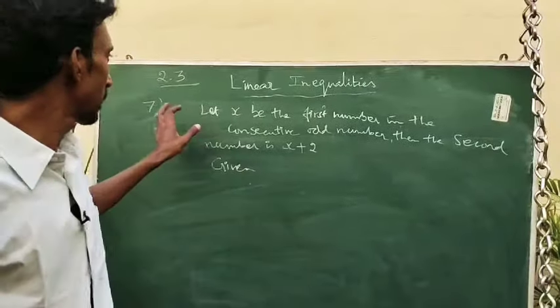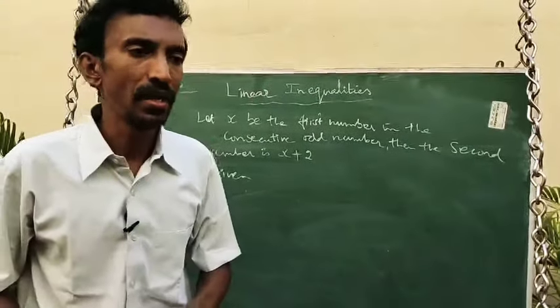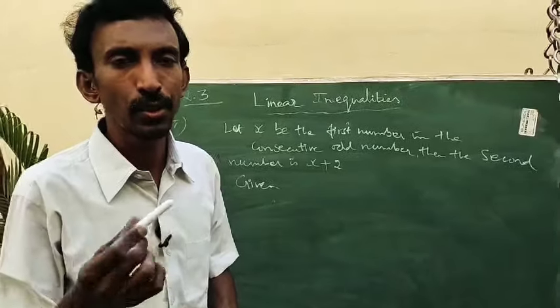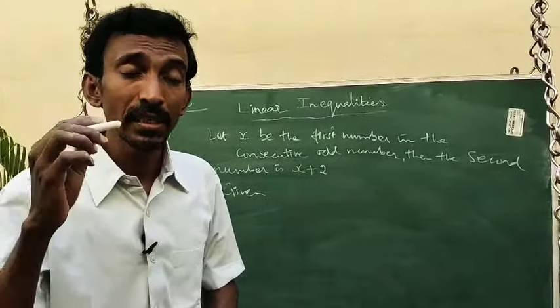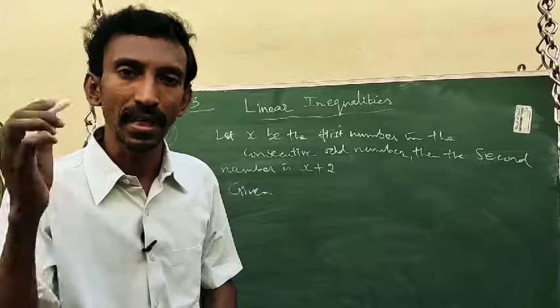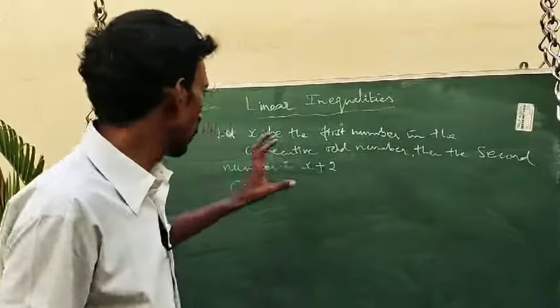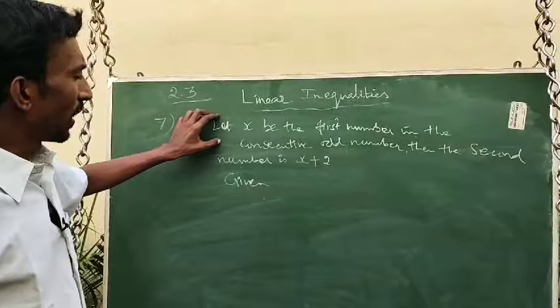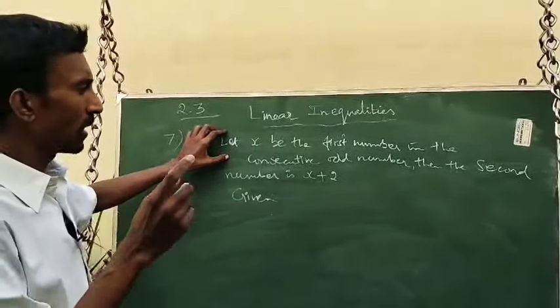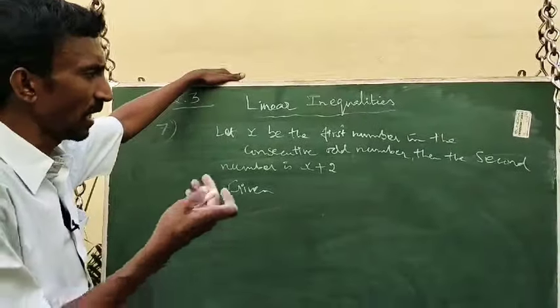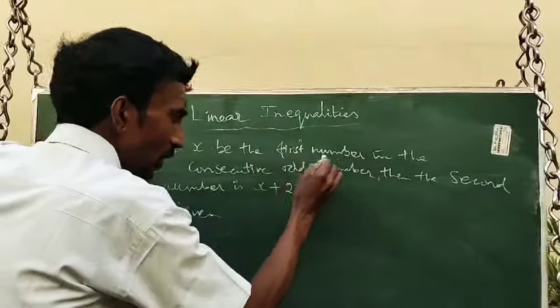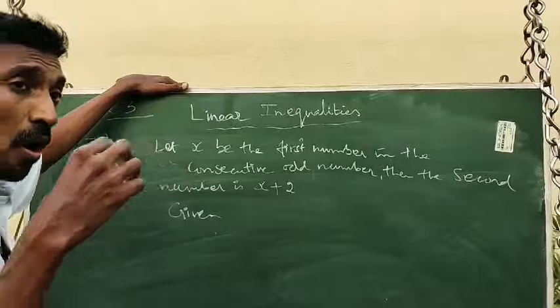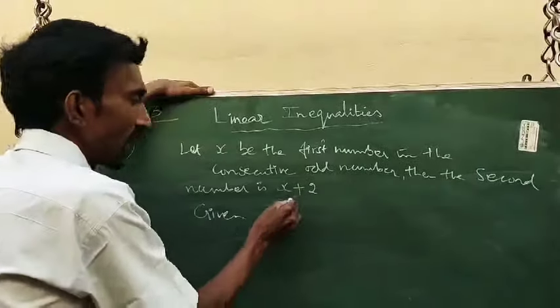Number 7 in exercise 2.3. Find all pairs of consecutive odd natural numbers with the condition that both are greater than 10 and their sum is less than 40. So listen my dear student, let x be the first number in the consecutive odd numbers, so obviously the second number is x plus 2.